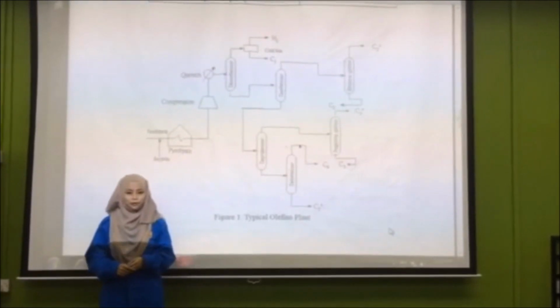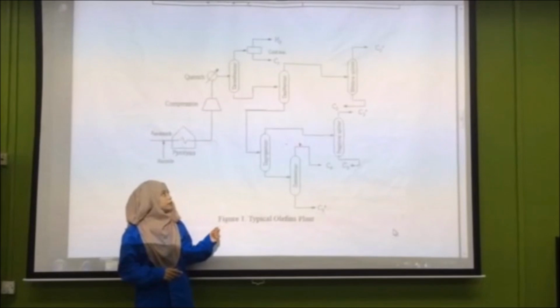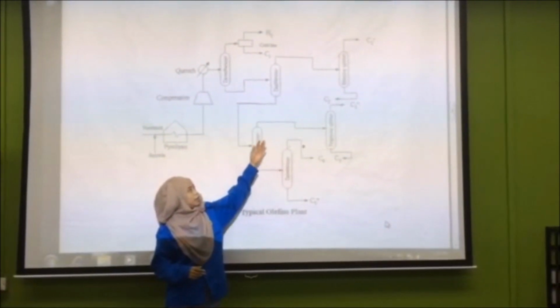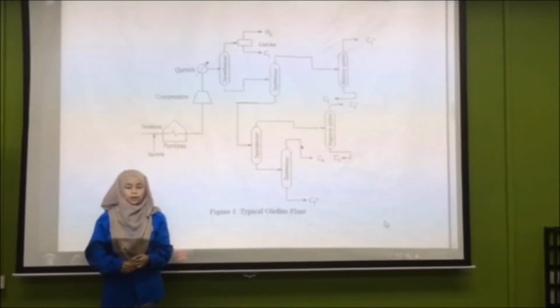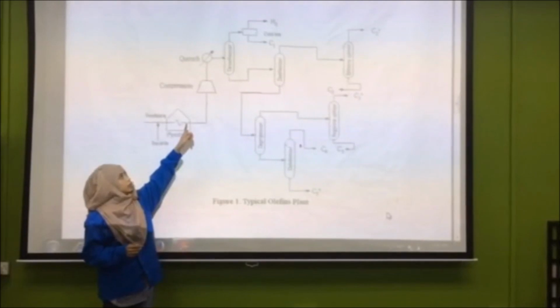Next, I would like to explain the propylene splitter. Figure 1 shows a typical olefins plant in which a propylene splitter is used for separating propane and propylene. The lighter component, which is propylene, is more valuable than propane. The overhead stream has to be at least 95% propylene.